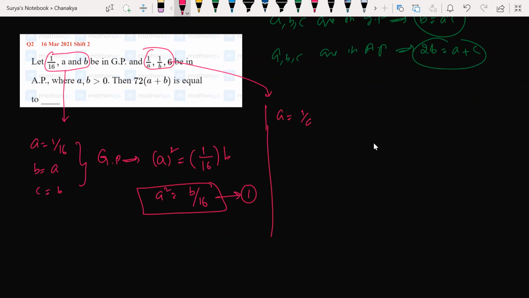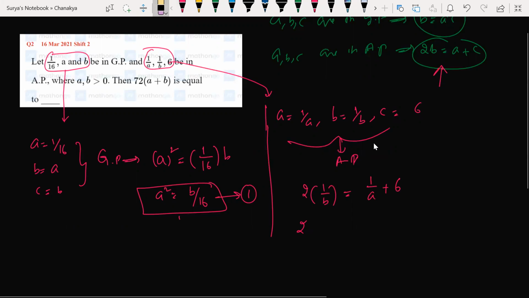Here a value is 1/a, b value is 1/b, c value is 6. These are in what? These are in arithmetic progression. For arithmetic progression, what is the condition I told? 2 times of b is equal to a plus c, right? So 2 times of b is nothing but 1/b given to you. a, what is a? 1/a plus 6. Correct?